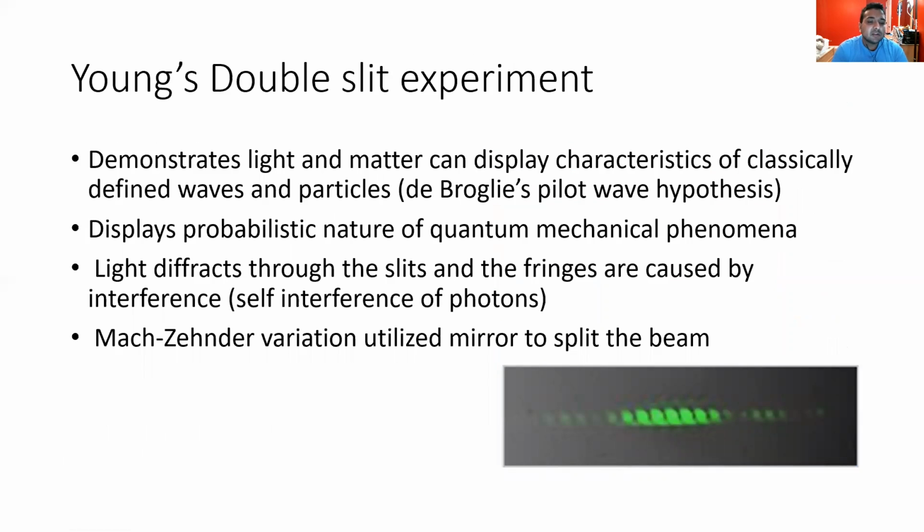Young's double slit experiment. There's not much to say. You shoot a light between two slits, see what comes out. It's a diffraction pattern. In terms of what the experiment is, it's a very simplistic experiment in reality. But it demonstrates that light and matter can display characteristics of classically defined waves and particles. So this was de Broglie's pilot wave hypothesis. So this was like the first idea of wave-particle duality being a thing. It displays the probabilistic nature of quantum mechanical phenomena.